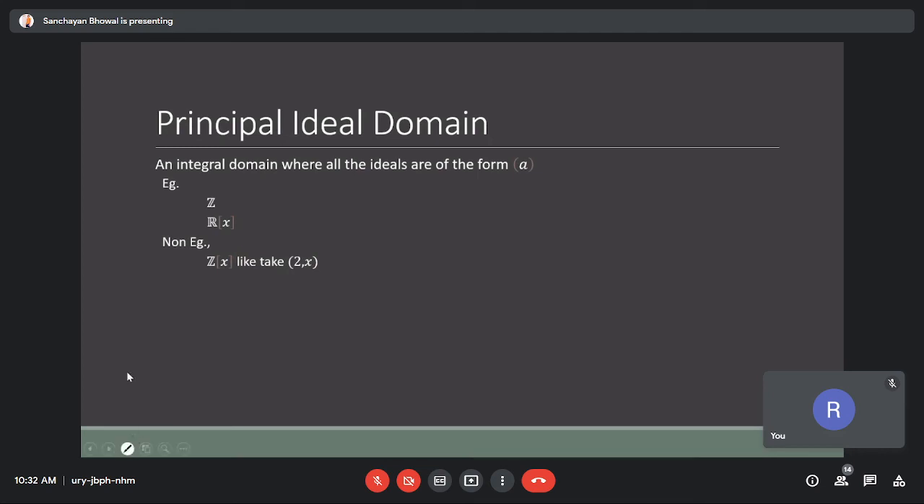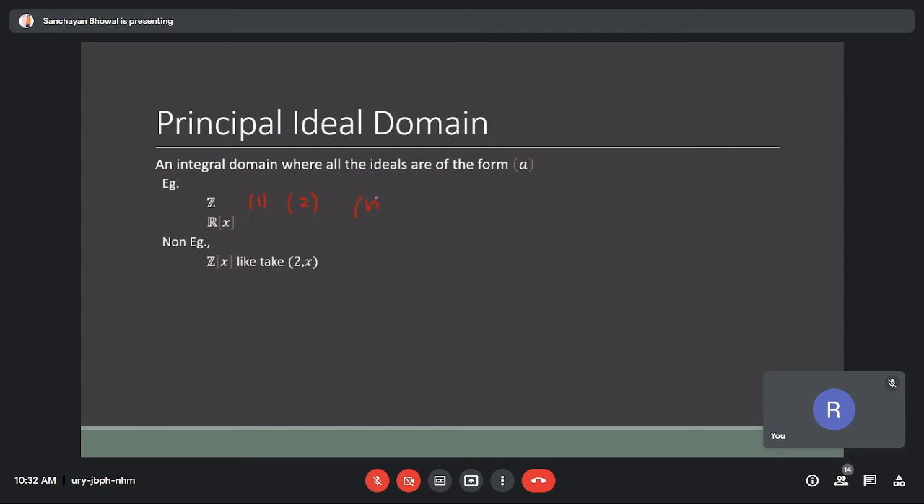Now, here we take the example of Z. What are the additive subgroups of Z? If I take 1 here, then I need to take 2, 3, minus 1, minus 2, minus 3, all of them. So this is nothing but Z. Now, if I take 2 here, I need to take 2, 4, 6, minus 4, minus 2, and so on. So these are the subgroups. So nZ are the subgroups.